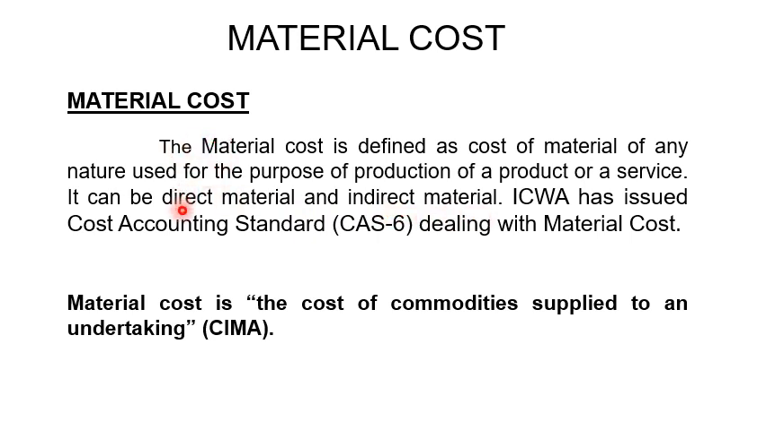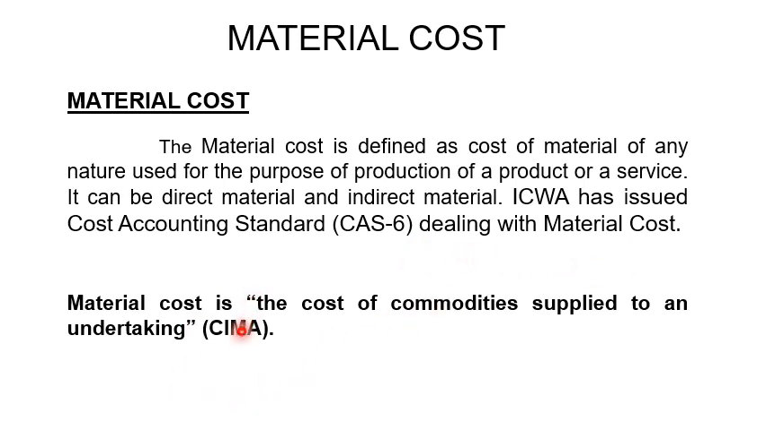Material cost can be a direct material, because this is a part of the prime cost, and also it can be an indirect material, which is part of the overhead cost. The Institute of Cost Accountants has issued cost accounting standards, namely Cost Accounting Standard 6, which deals with material cost. Clear?